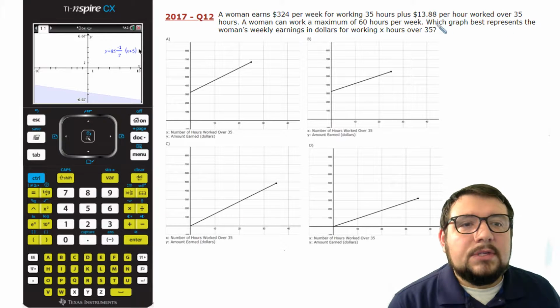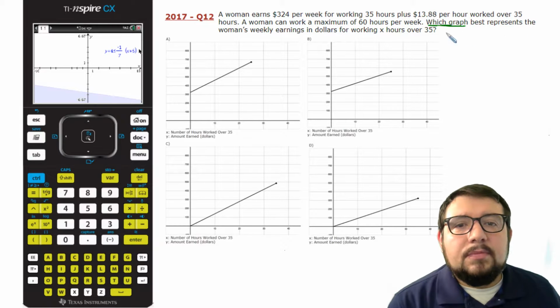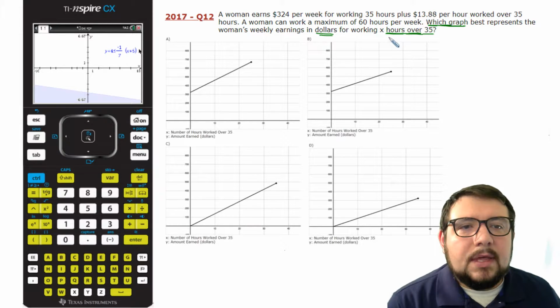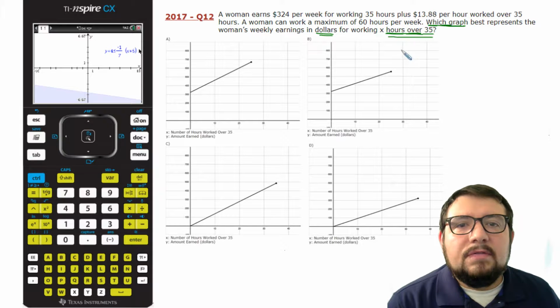Which graph best represents? So right away in the beginning, we know we're trying to choose a graph. Which graph best represents the woman's weekly earnings? So we want one that shows her earnings in dollars for working. We want dollars, and we want working X hours over 35. Hours over 35. That's the secret to this problem, that the hours have to be over 35.